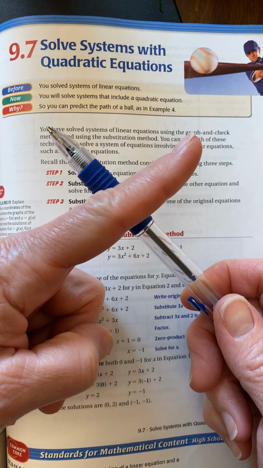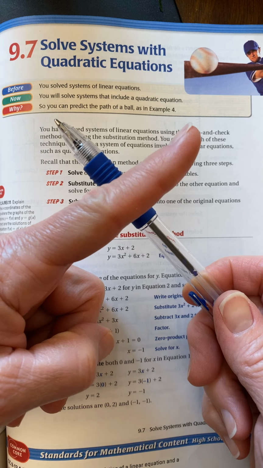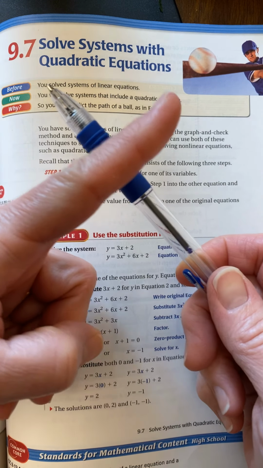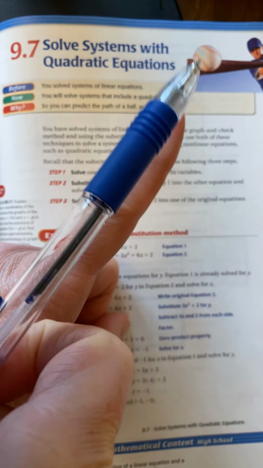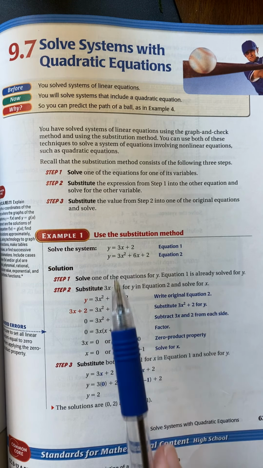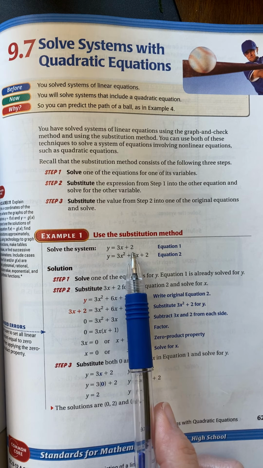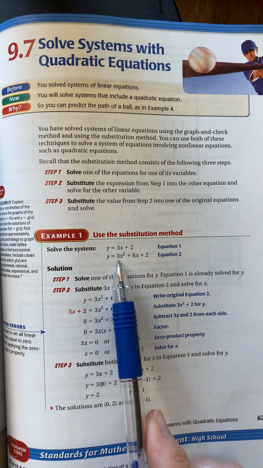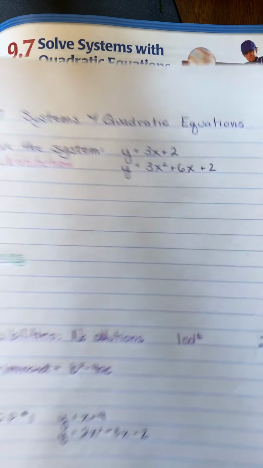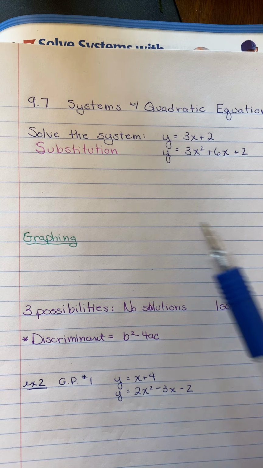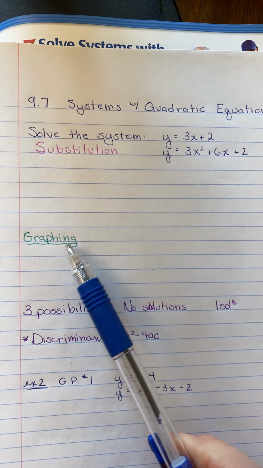We graphed them, which remember was not very accurate. We did substitution or elimination. And you know that for two lines, we could have one solution, no solutions, or infinitely many solutions. All right, so now we're going to look at systems where one equation is linear, it's a line, and the other equation is quadratic, or degree 2. There are two ways that we are going to solve these systems. We're going to use substitution, and we're also going to graph them.